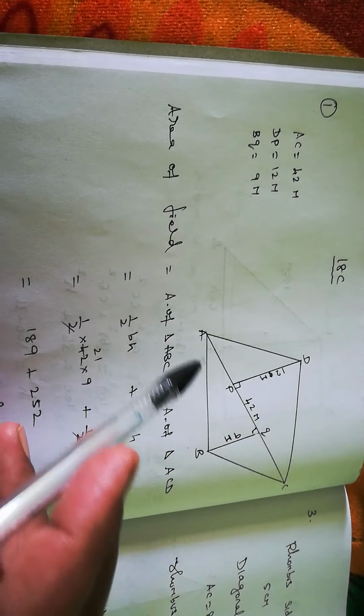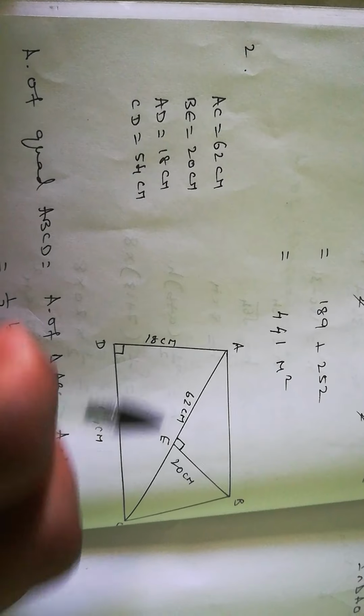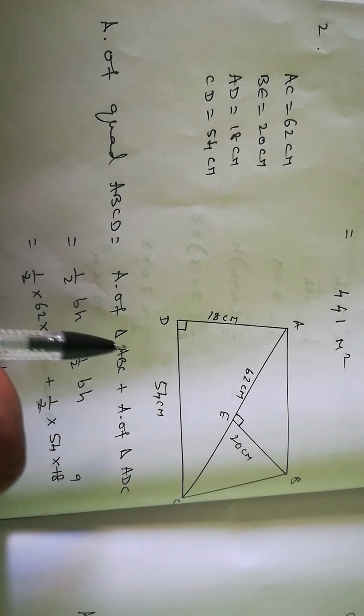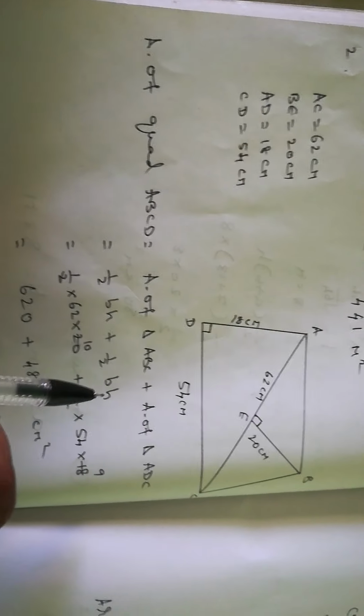And see question number 2. In figure 2 measurements are given. Find the area of quadrilateral ABCD. Second one. So AC is given 62, BE 20, AD is 18, CD 54 is given. And similar to the last question, we will take two triangles, ABC and triangle ACD or ADC. You can take two triangles, and here's the same formula, half base into height, half base into height.